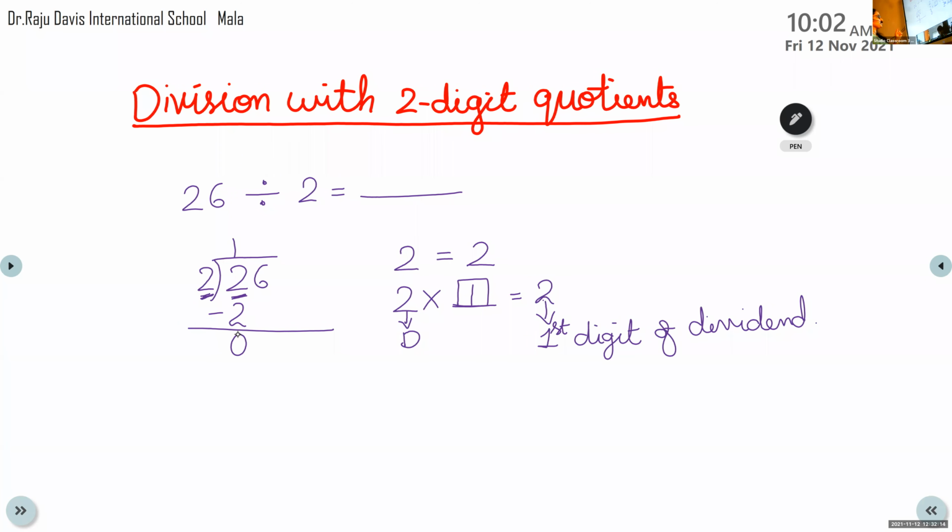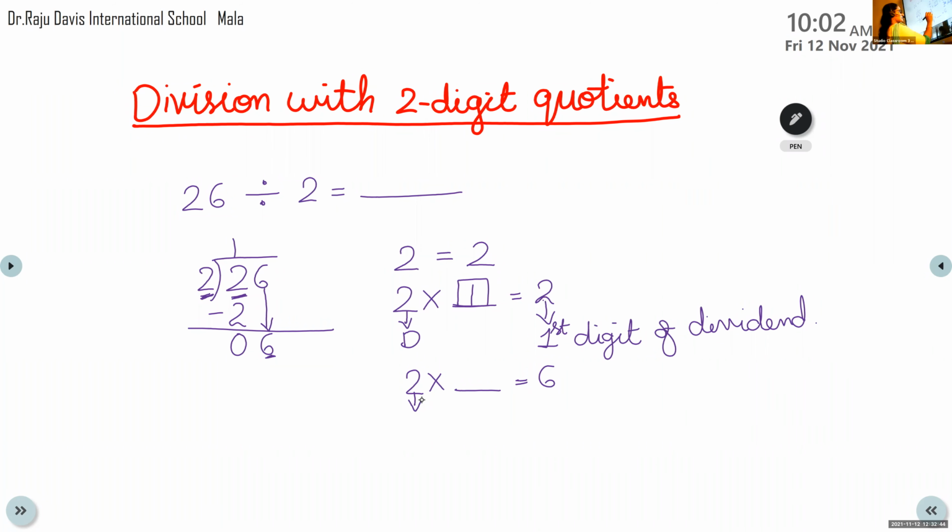So what you have to do with that 6 is bring that 6 down with 0. Write that 6 here. Now again you check the divisor and the number which you brought down. 6 is there in the table of 2, isn't it? So again, 2 into what is 6?